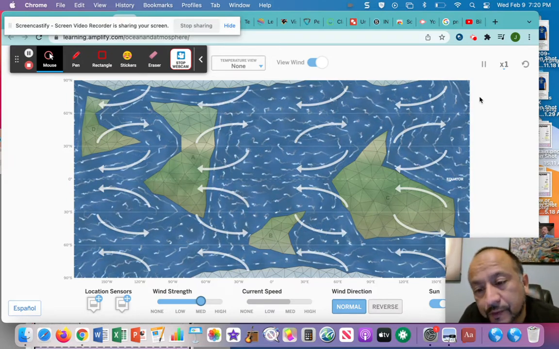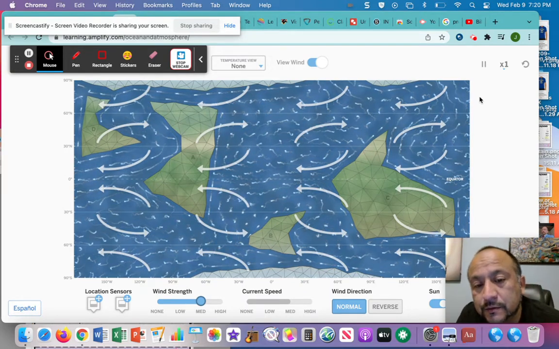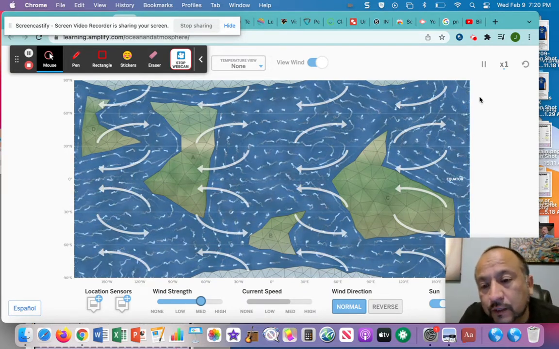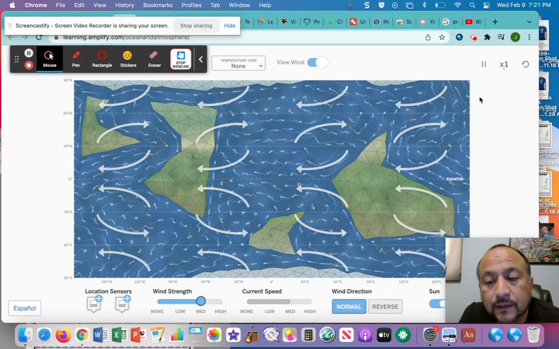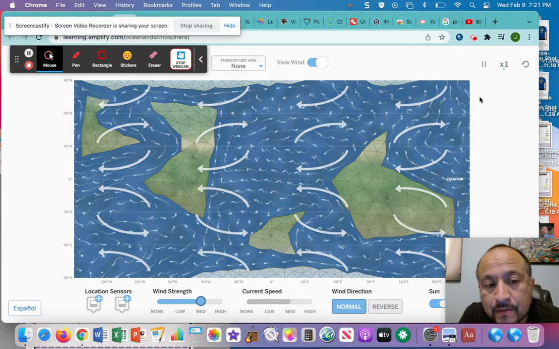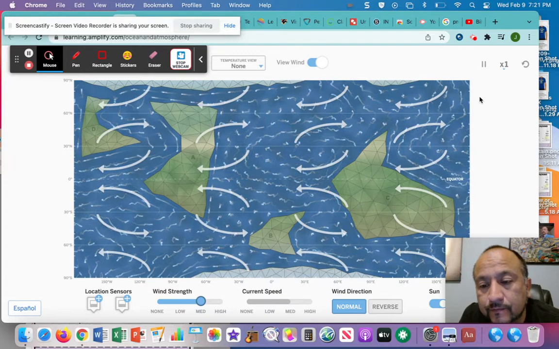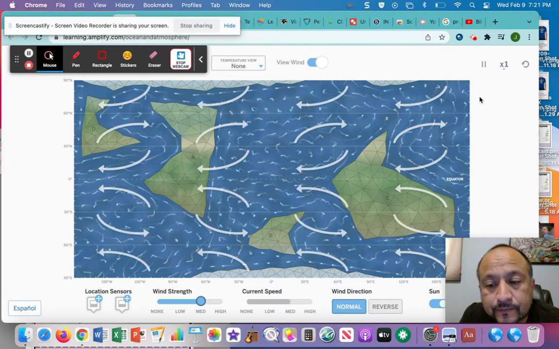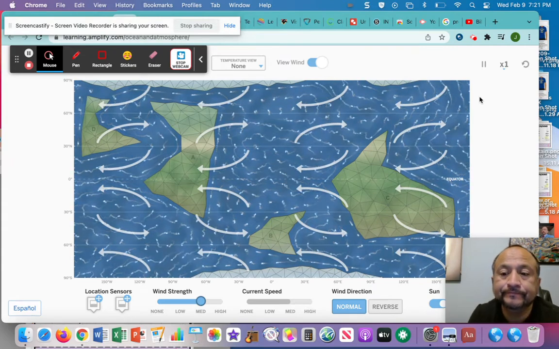This should look familiar to you in that the winds are moving in the same pattern as something else. What do you think that might be? The winds are moving in the same patterns as an element. What is that element?